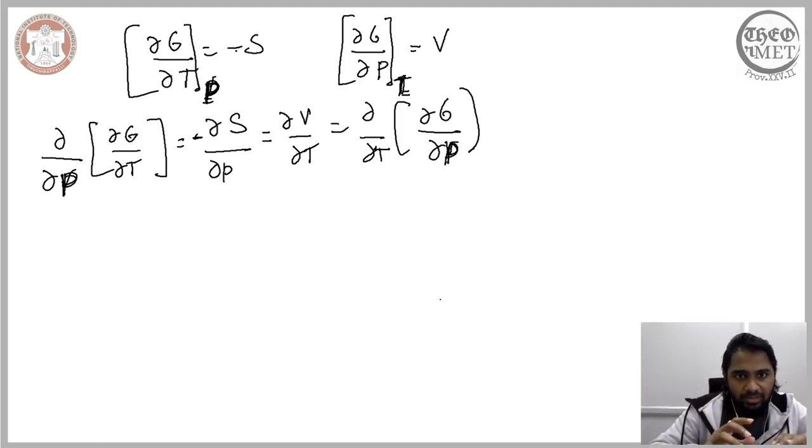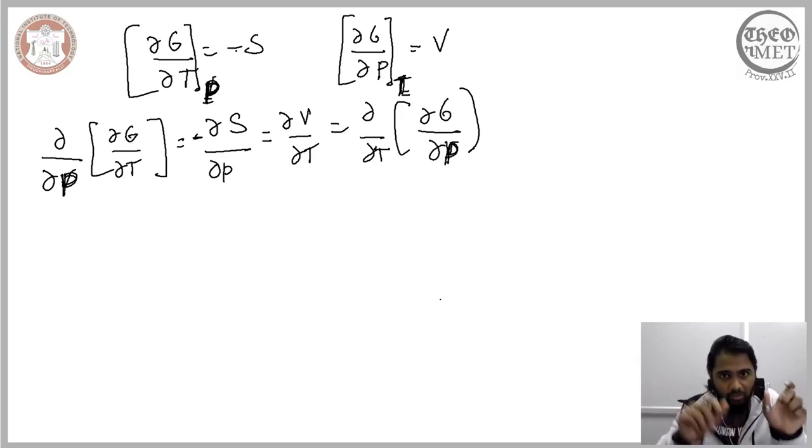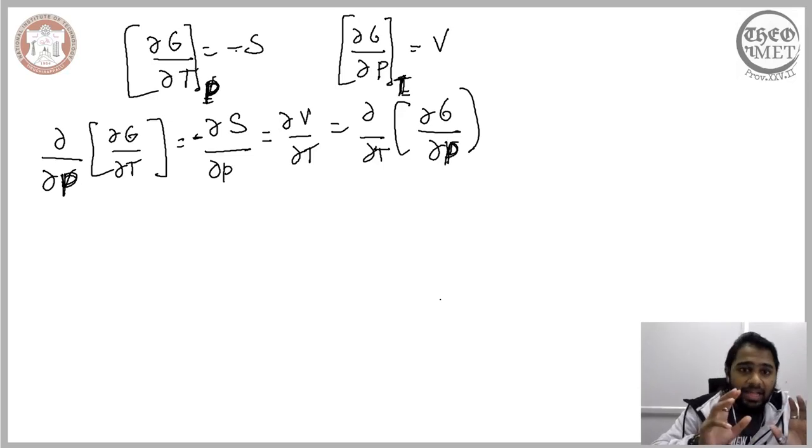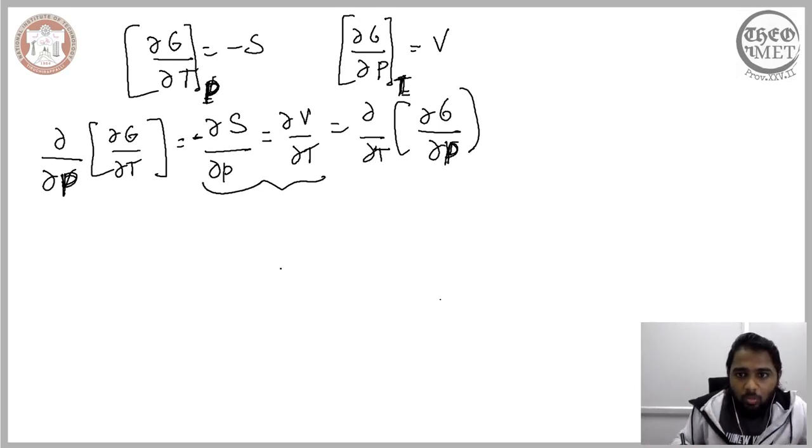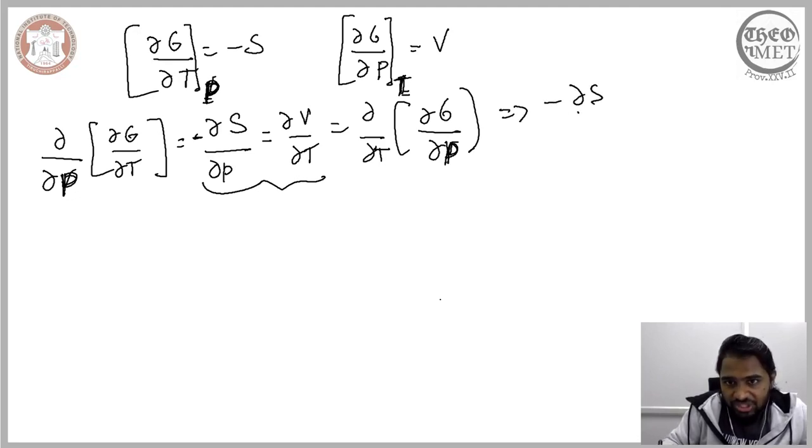And when we do that, we begin with the partial derivative of the Gibbs free energy related to a specific thermodynamic variable, and then take the second derivative of the Gibbs free energy, and then we arrive at this expression here. If we write this expression out separately, what we essentially have is the negative of the change in the entropy with respect to pressure is equal to the change in the volume with respect to temperature.